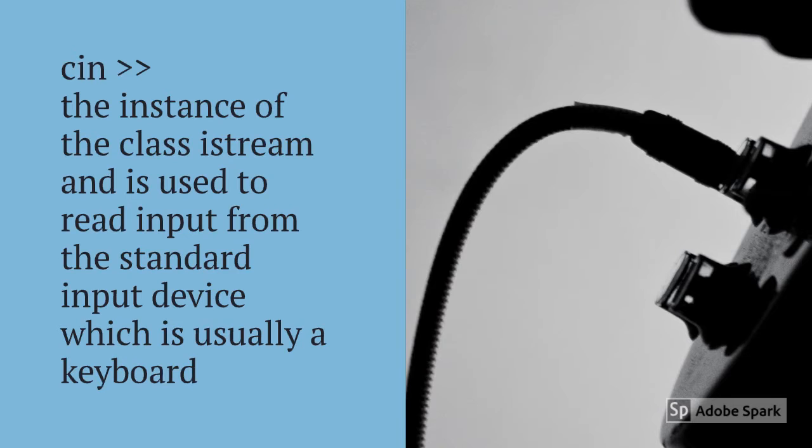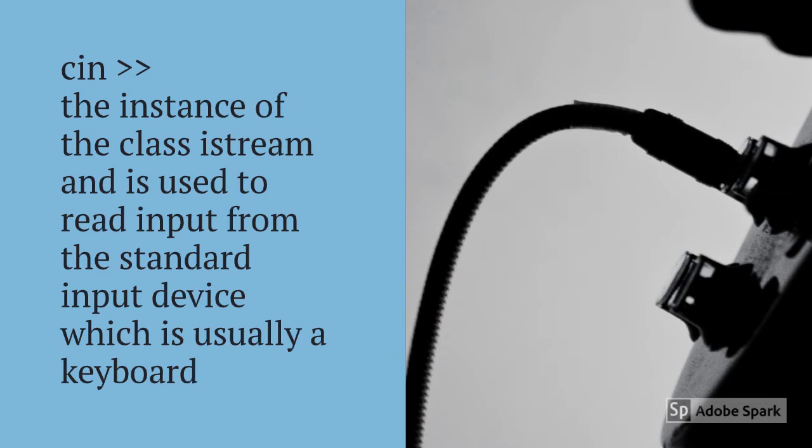The C++ cin statement is the instance of the class istream. It is used to read input from the standard input device, which is usually a keyboard. The extraction operator is used along with the object cin for reading inputs. The extraction operator extracts the data from cin, which is entered using the keyboard.